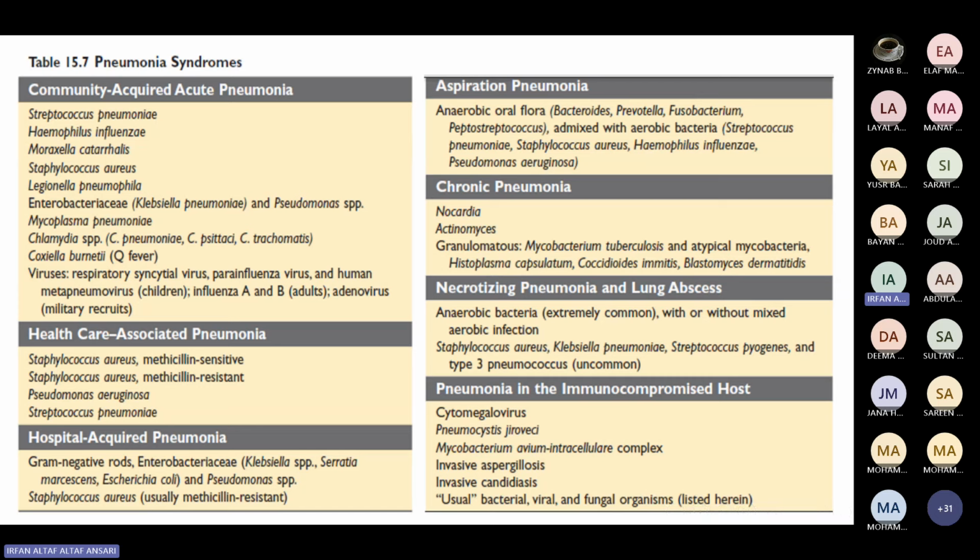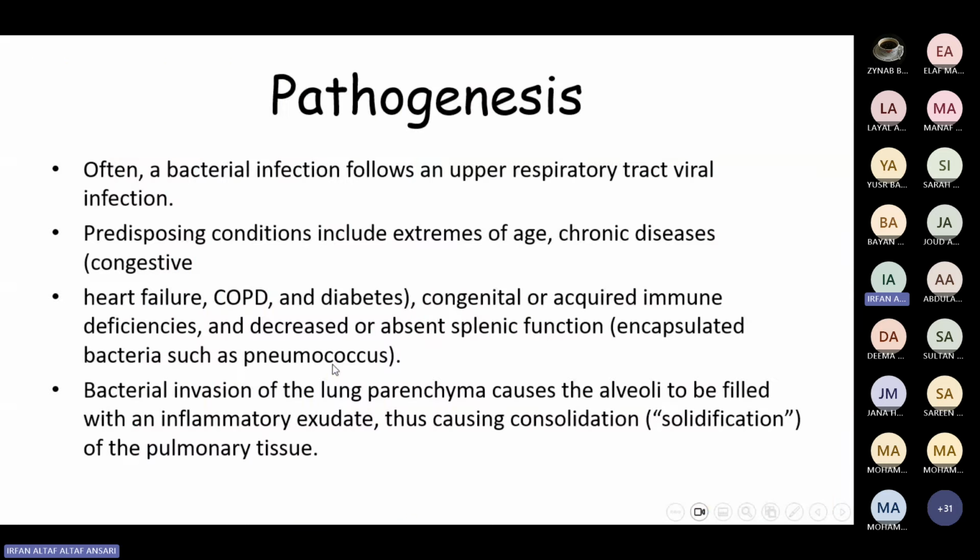But a rare condition, very, very rare, they might ask you what is the common organism you see in aspiration pneumonia? Anaerobic flora. Commonest bacteria for community acquired pneumonia, just remember these four names, okay? Healthcare, generally Staphylococcus, MRSA and non-MRSA. Hospital acquired, E. coli, Klebsiella. Okay, so these are the important things to remember.